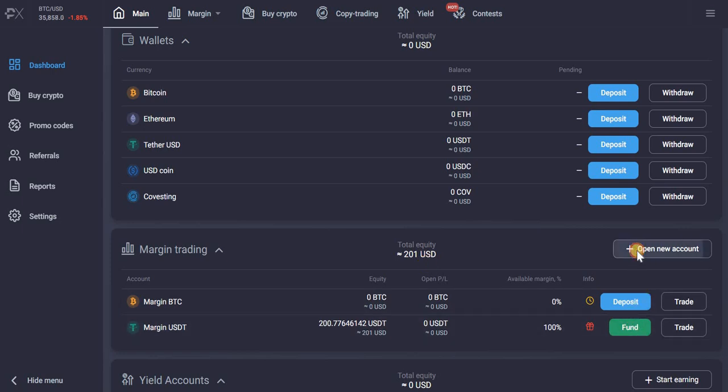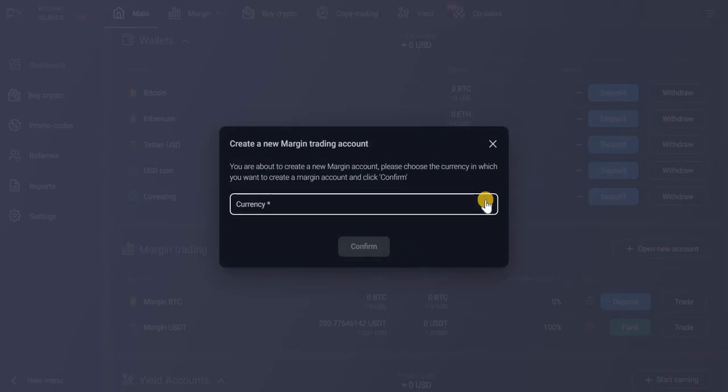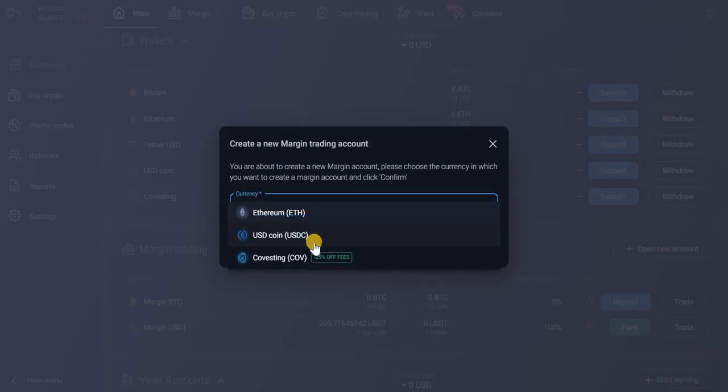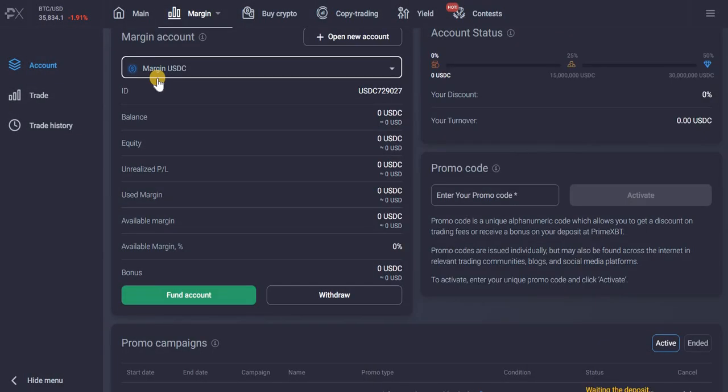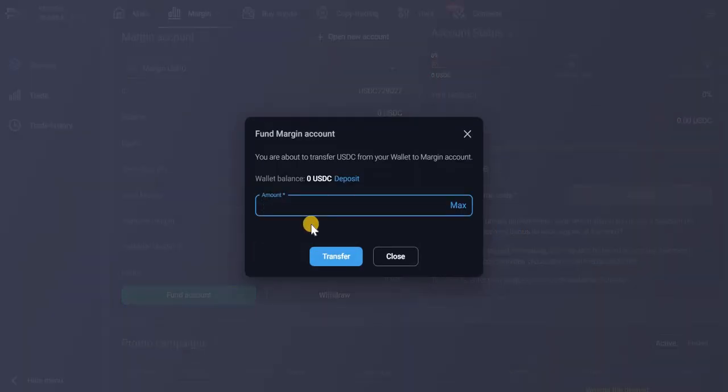You click on this. You would have to choose the base currency that you want to trade with. Right here, you can select any of these coins when you want to open a margin trading account. I would click on this USDC, confirm. Right here, you can see that my margin USDC account has been created. If I want to fund my wallet, I will click on fund right here. Once I have USDC present in my account, then you would see the available balance right at this section, and you can select the amount of USDC you want to transfer from your wallet to your margin trading account.